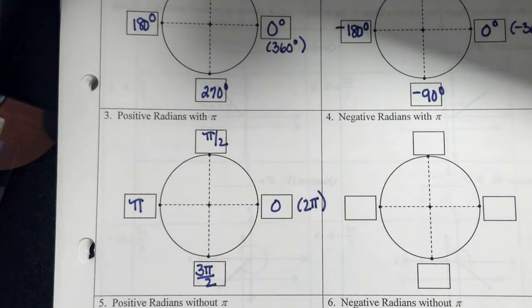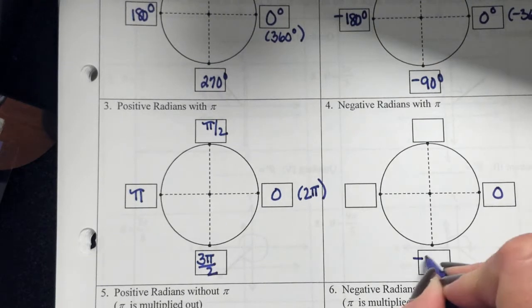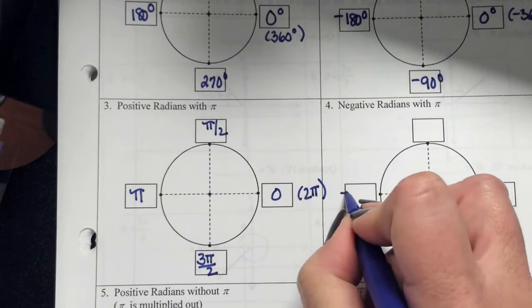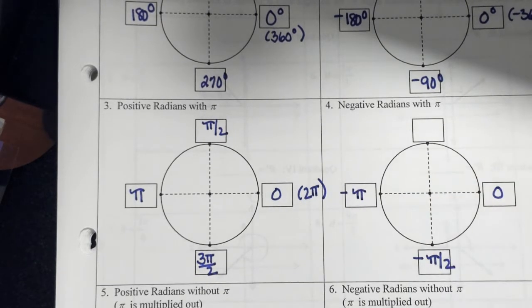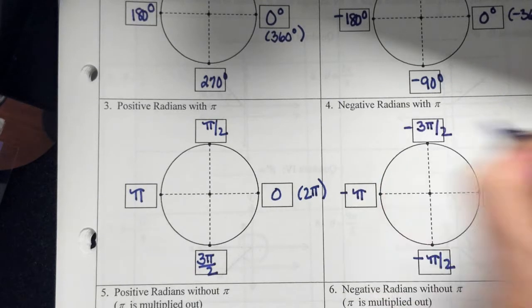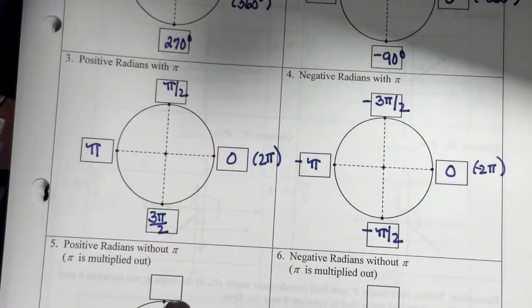For negative radians, here's 0 radians. Here's negative pi over 2. Here's negative pi. Here's negative 3 pi over 2. And obviously one complete revolution around would be negative 2 pi. Okay?